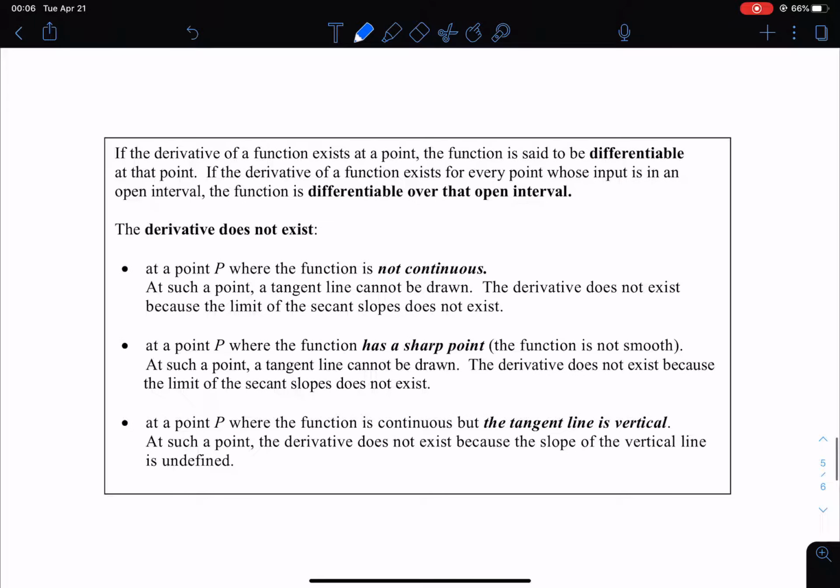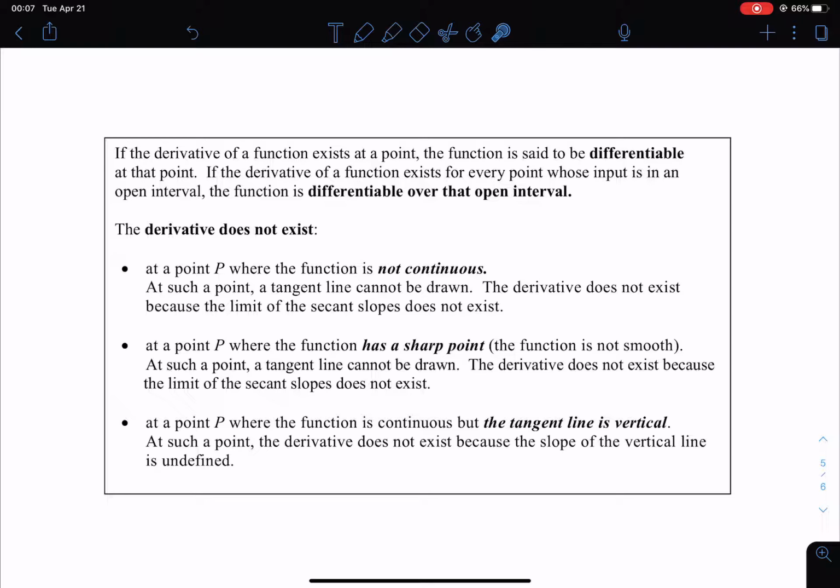And this one shows you that we say the derivative of a function exists at a point. The function is said to be differentiable at a point. So if the derivative of the function exists for every point whose input is an open interval, the function is differentiable over that open interval. So this one, 3 cases, shows you that the derivative does not exist.